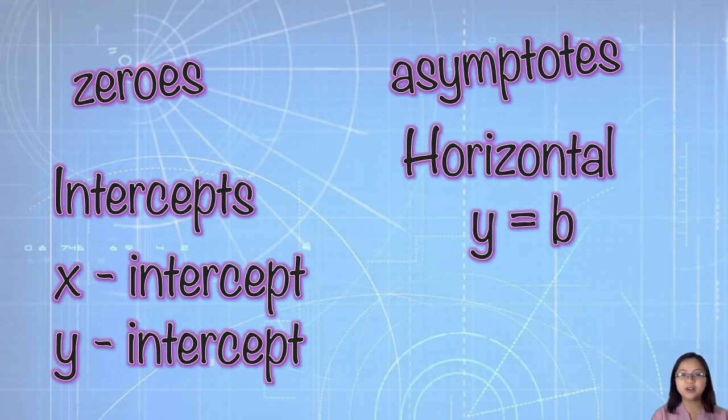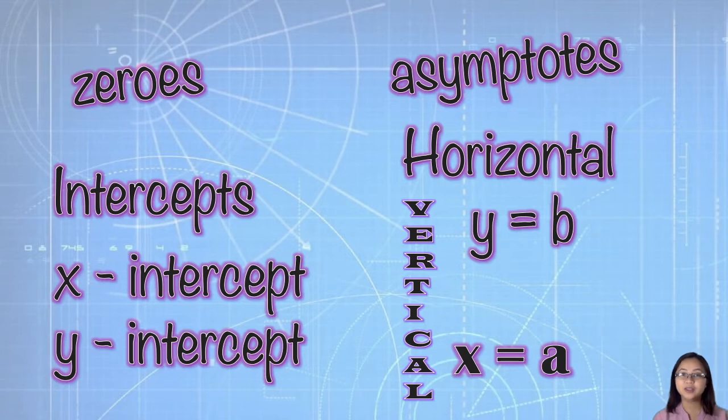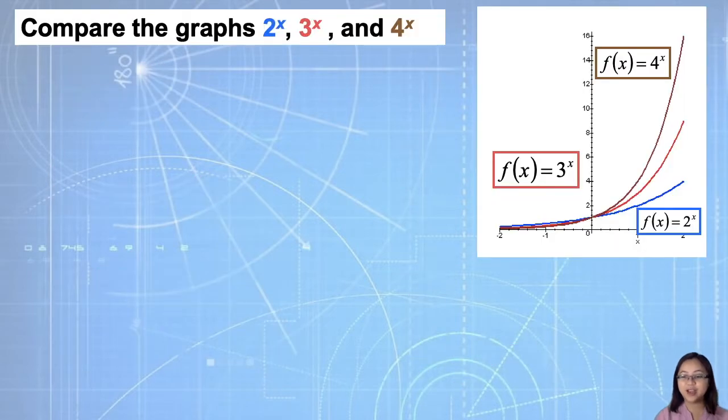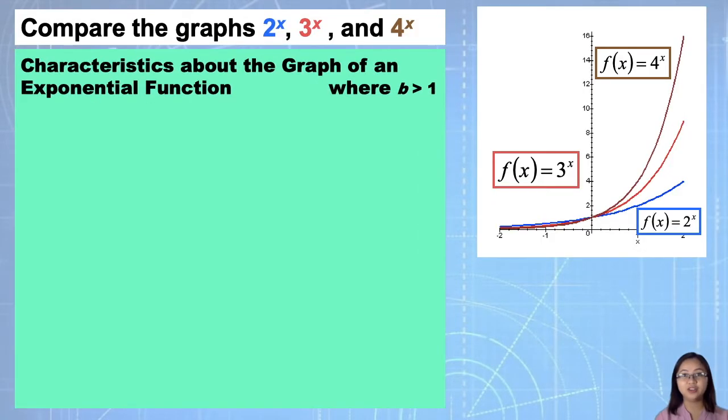So for a horizontal asymptote, a horizontal line, we have y is equal to b. Another kind is the vertical asymptote, which could be expressed as x is equal to a. There is also what we call the oblique asymptote, but those are possible for rational functions. So let's compare the graphs. I know this is familiar to you from the previous day if you have watched the video.